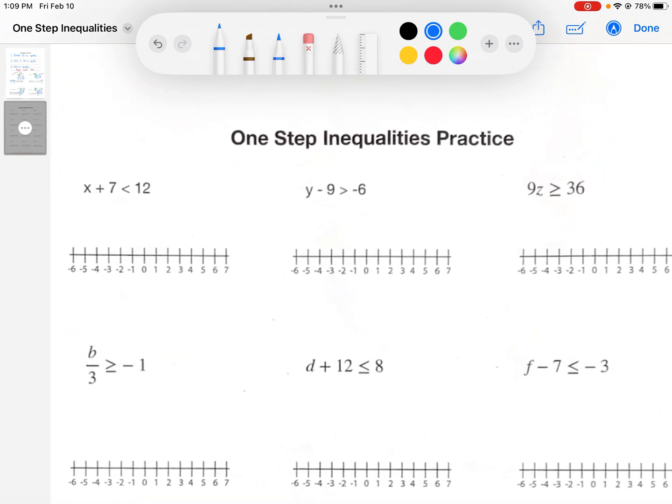All right, so if I see x plus 7 is less than 12, and at this point I think I'm going to stop doing the equal sign thing. That was to kind of get you used to the idea of solving these like equations, but I'm going to go ahead and stop doing that.